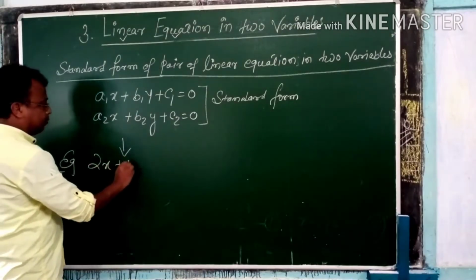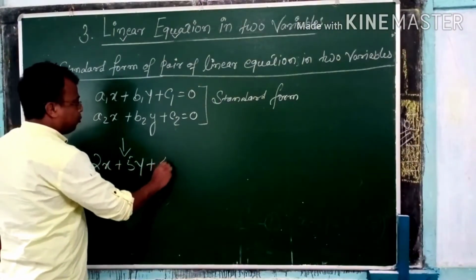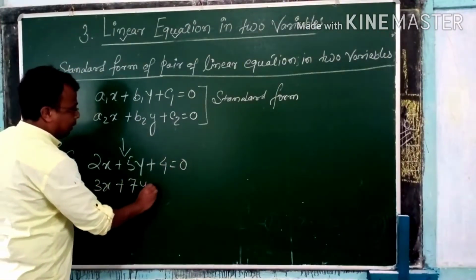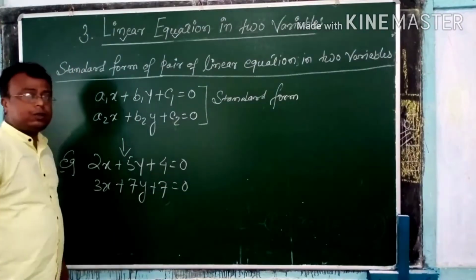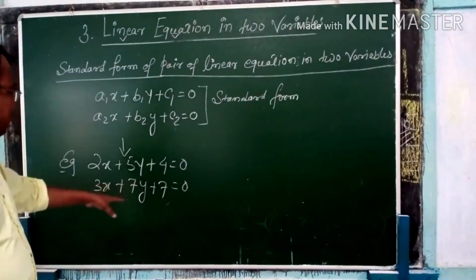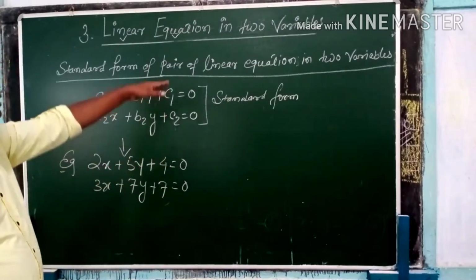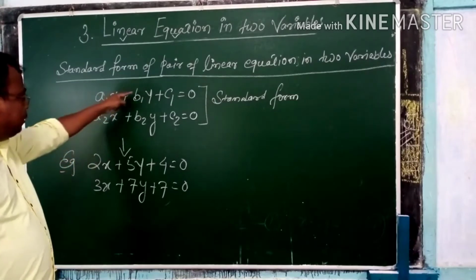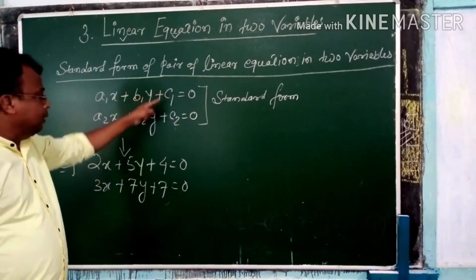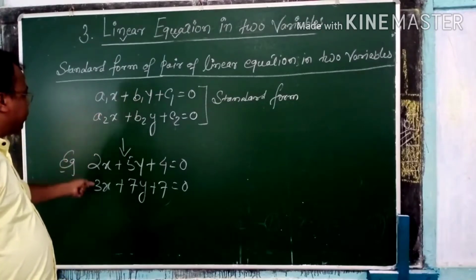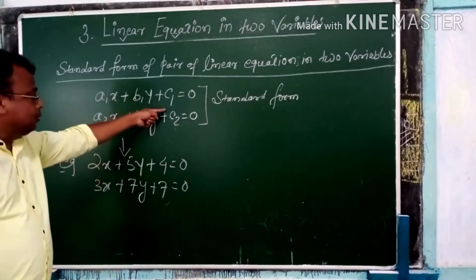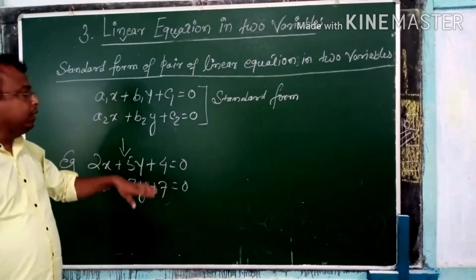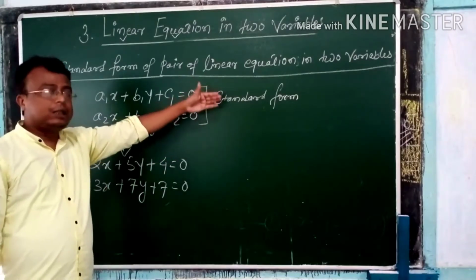Now let us try to see some example. Twice x plus 5y plus 4 is equal to 0. Then 3x plus 7y plus 7 is equal to 0. Now you see here. If we compare this pair of linear equation with the standard form, what is the value of a1? a1 is 2. What is b1? b1 is 5. What is c1? It is 4. Similarly, a2 is 3, b2 is 7, and c2 is what? 7. Okay. So like this we can compare a pair of linear equation in two variables with the standard form.